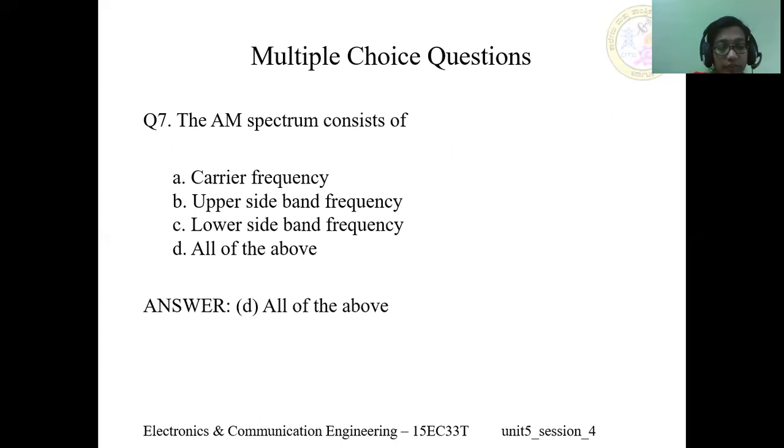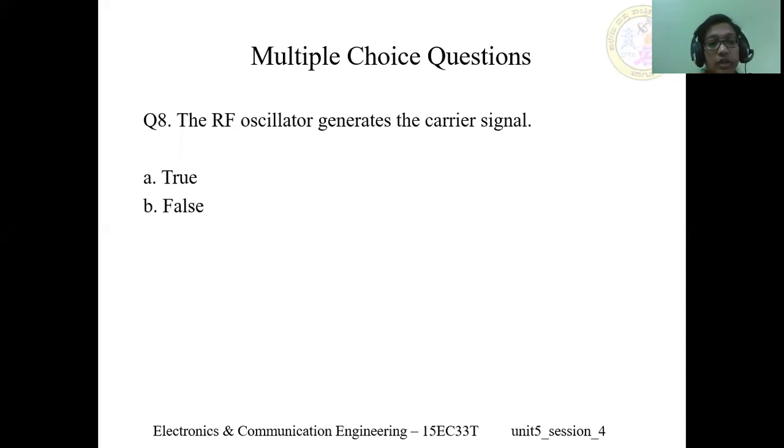As we saw in the spectrum, we have three components: carrier, upper sideband, and lower sideband. Question number 8. The radio frequency oscillator generates the carrier signal. This is true or false? Answer is true.